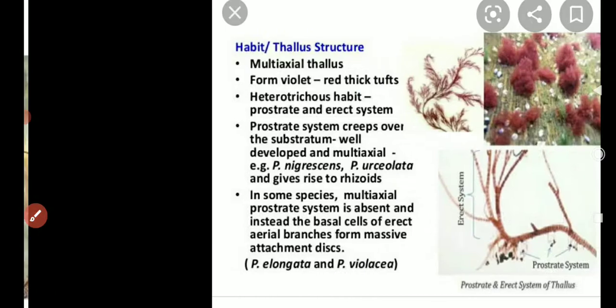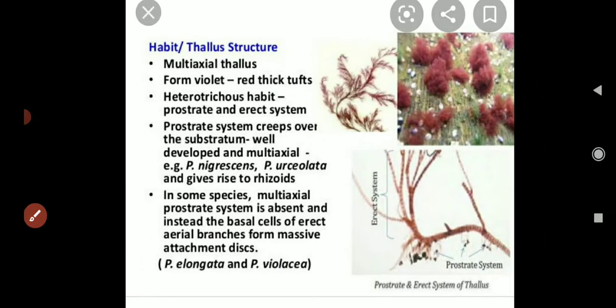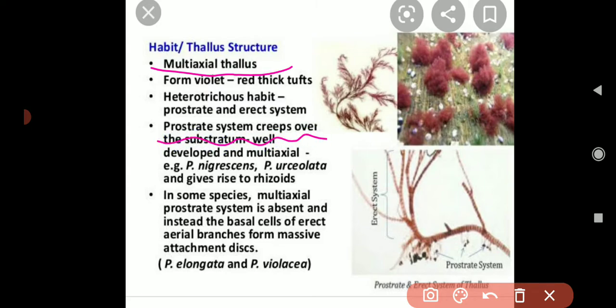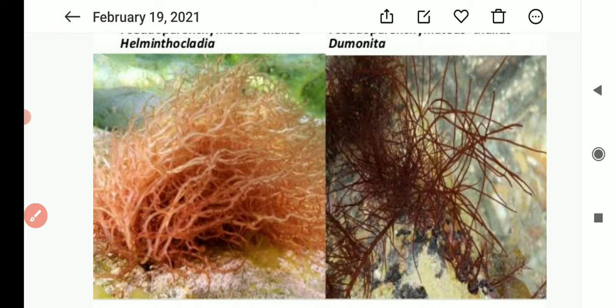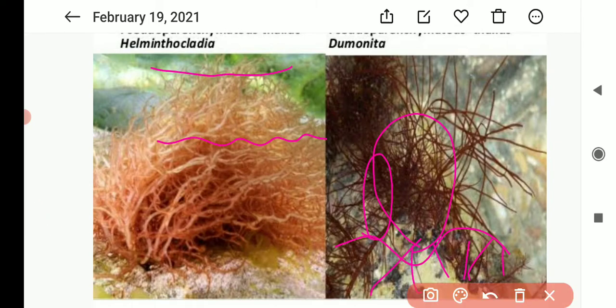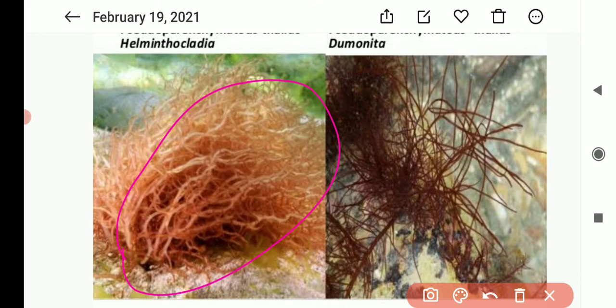Okay, so most of these algae species have a thallus or a body structure which is multi-axial. Okay, means they have a prostrate system which is creeping on the ground like this, and then the roots, see those root-like structures are coming. That's a prostrate system. And they also have an erect system which is standing up. Okay, like in the images, no, this part is the erect system.